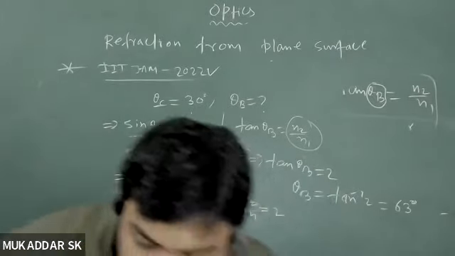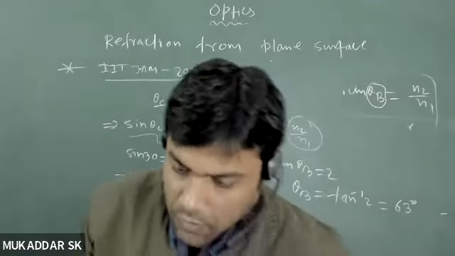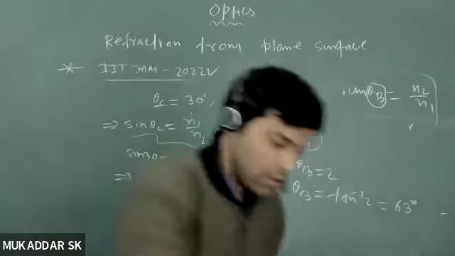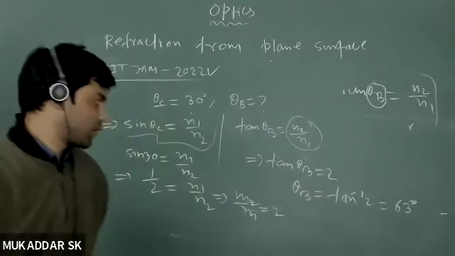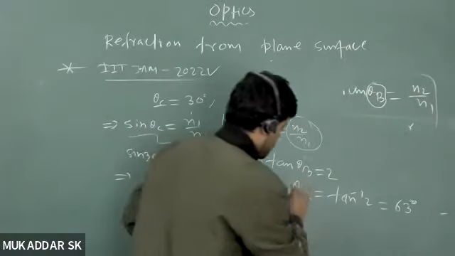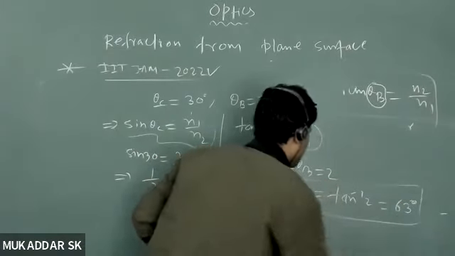Okay, so you have to convert into degree as well. You have to keep in mind, whenever you are getting radian, you have to convert into degree. Please keep that in mind. So it's a very simple question. You will get 63 degrees, approximately.